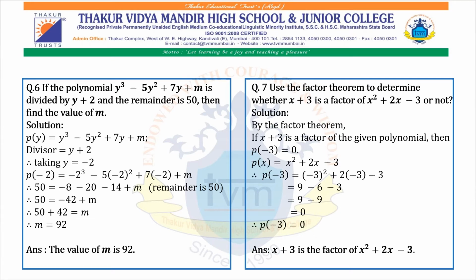Question 7. Use the factor theorem to determine whether x + 3 is a factor of x² + 2x − 3 or not. Solution: by the factor theorem, if x + 3 is a factor of the given polynomial, then p(−3) is 0. p(x) = x² + 2x − 3. Therefore, p(−3) = (−3)² + 2(−3) − 3, which is 9 − 6 − 3, which is 9 − 9, that is equal to 0. Therefore, p(−3) = 0. So, x + 3 is a factor of x² + 2x − 3.